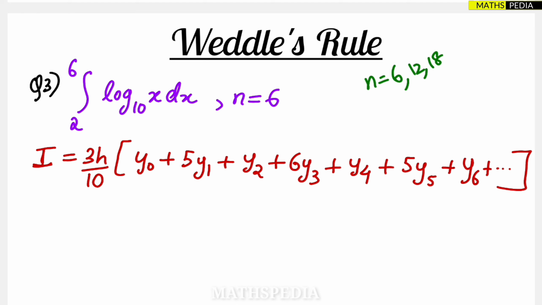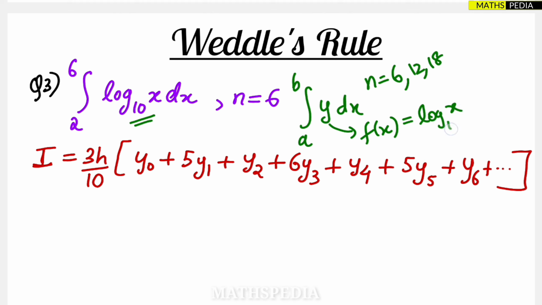Before that, you compare this with the standard equation, which is nothing but the integral from a to b of y dx, where y is nothing but the function of x. In this question, the function of x is log x base 10. Base 10 is very important, because in the calculator you might have seen the option for natural log also, ln. That natural log is base e. The values will be different from base 10. So be careful while calculating the log base 10.